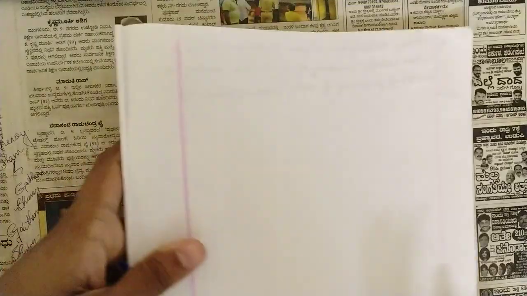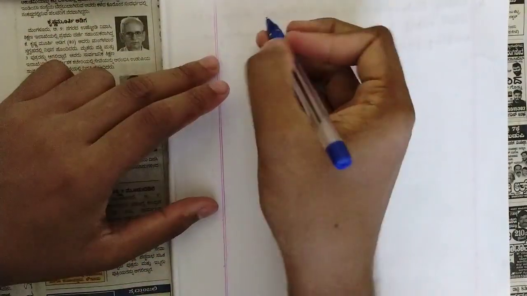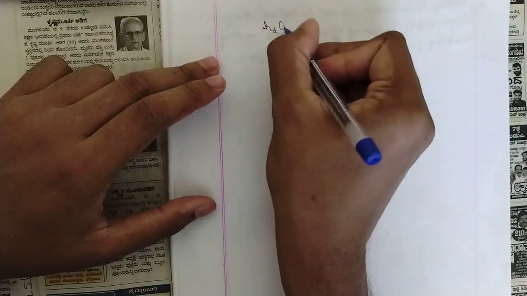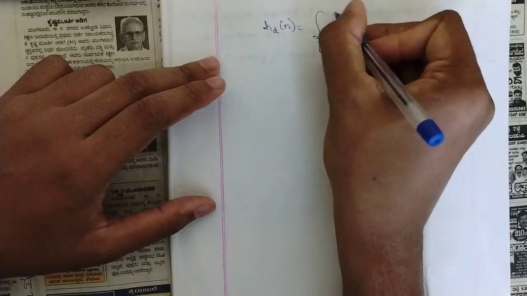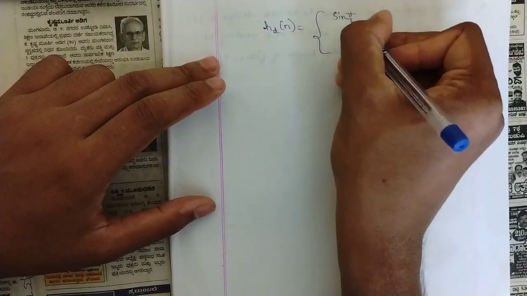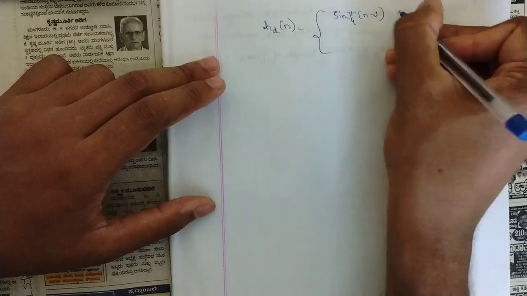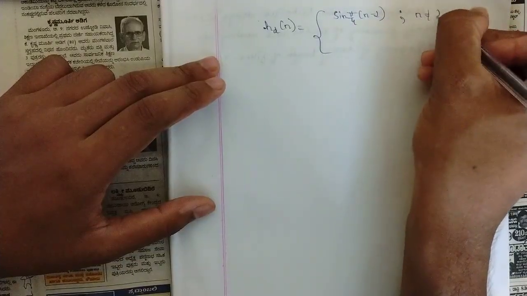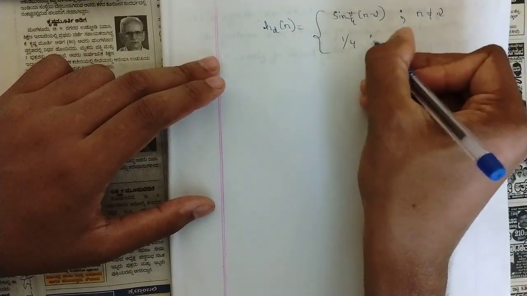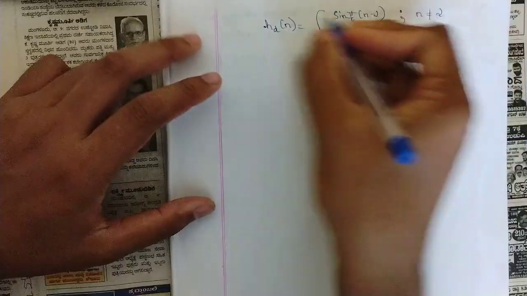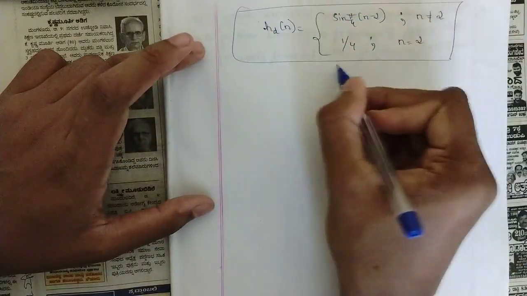So now group those values. That is, hd of n is equal to sine of pi by 4 (n minus 2) divided by pi (n minus 2) for n not equal to 2, and it is 1 by 4 for n equal to 2. So these are the values of hd of n.